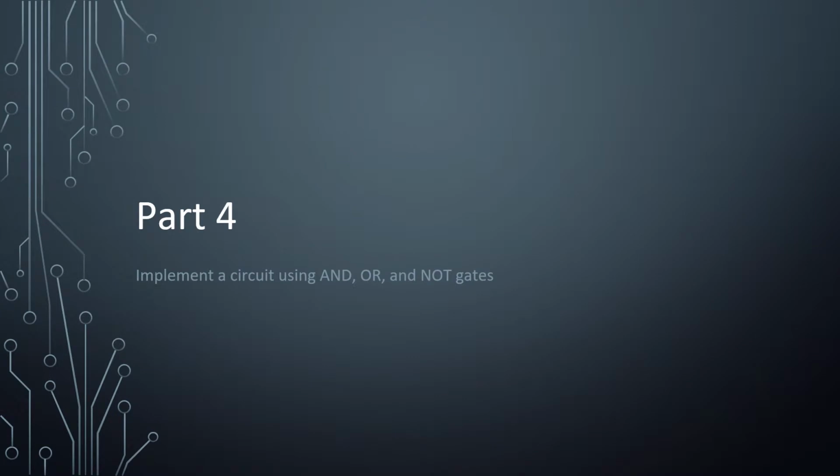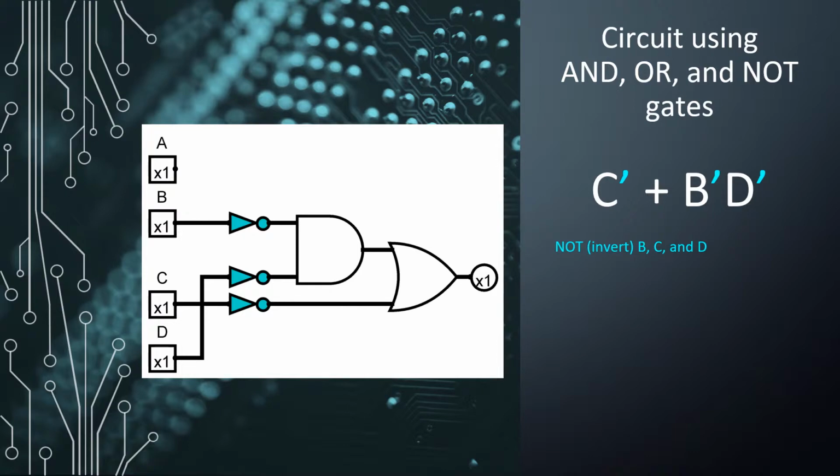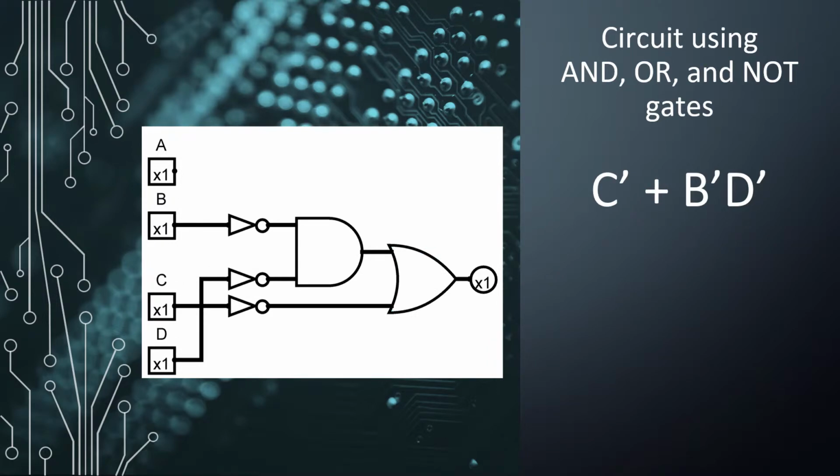Part 4 of the lab has us design the circuit using AND, OR, and NOT gates. First we invert B, C, and D. Next we will AND B0 and D0. Last we will OR C0 with B0, D0. The resulting circuit is much simpler than the original.